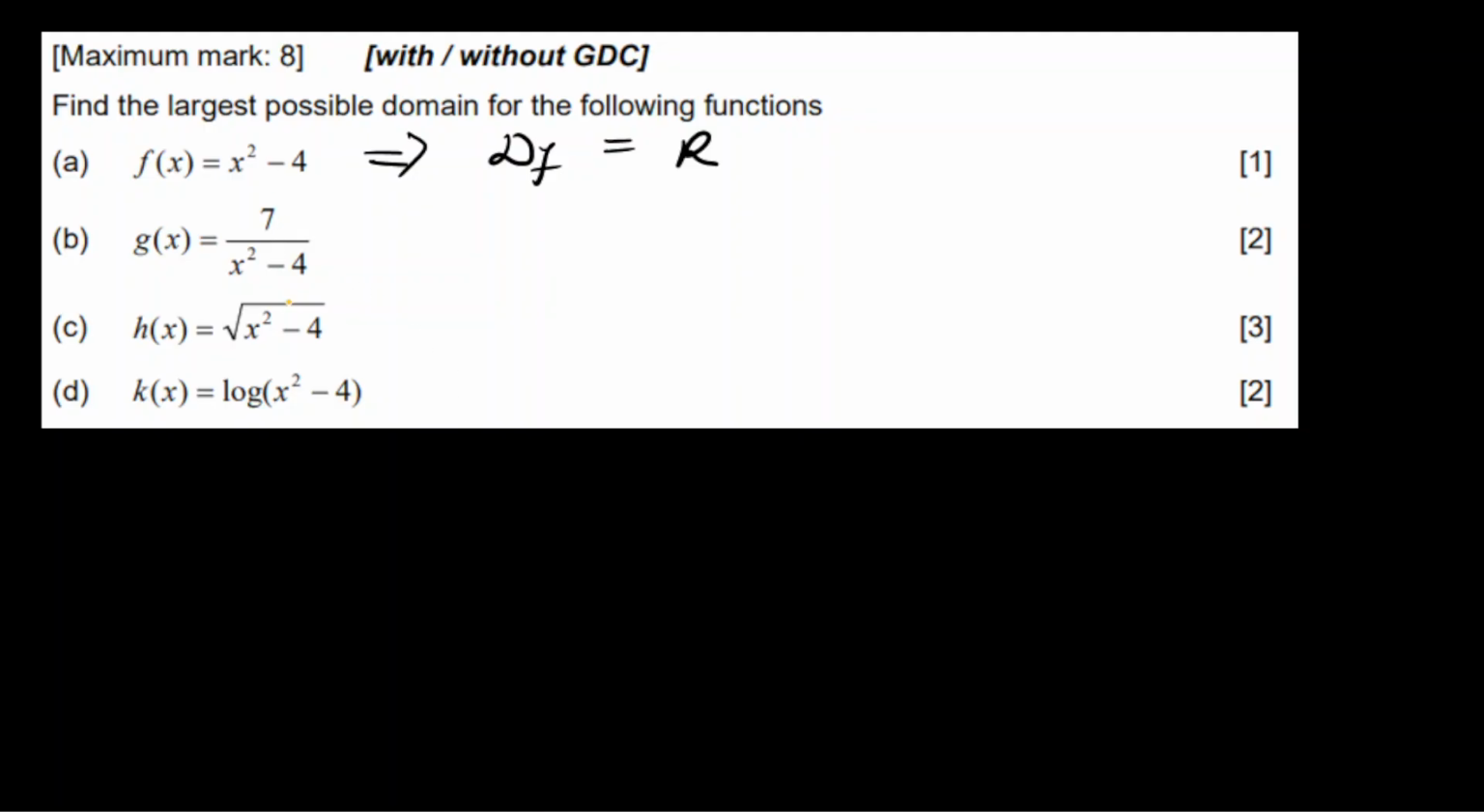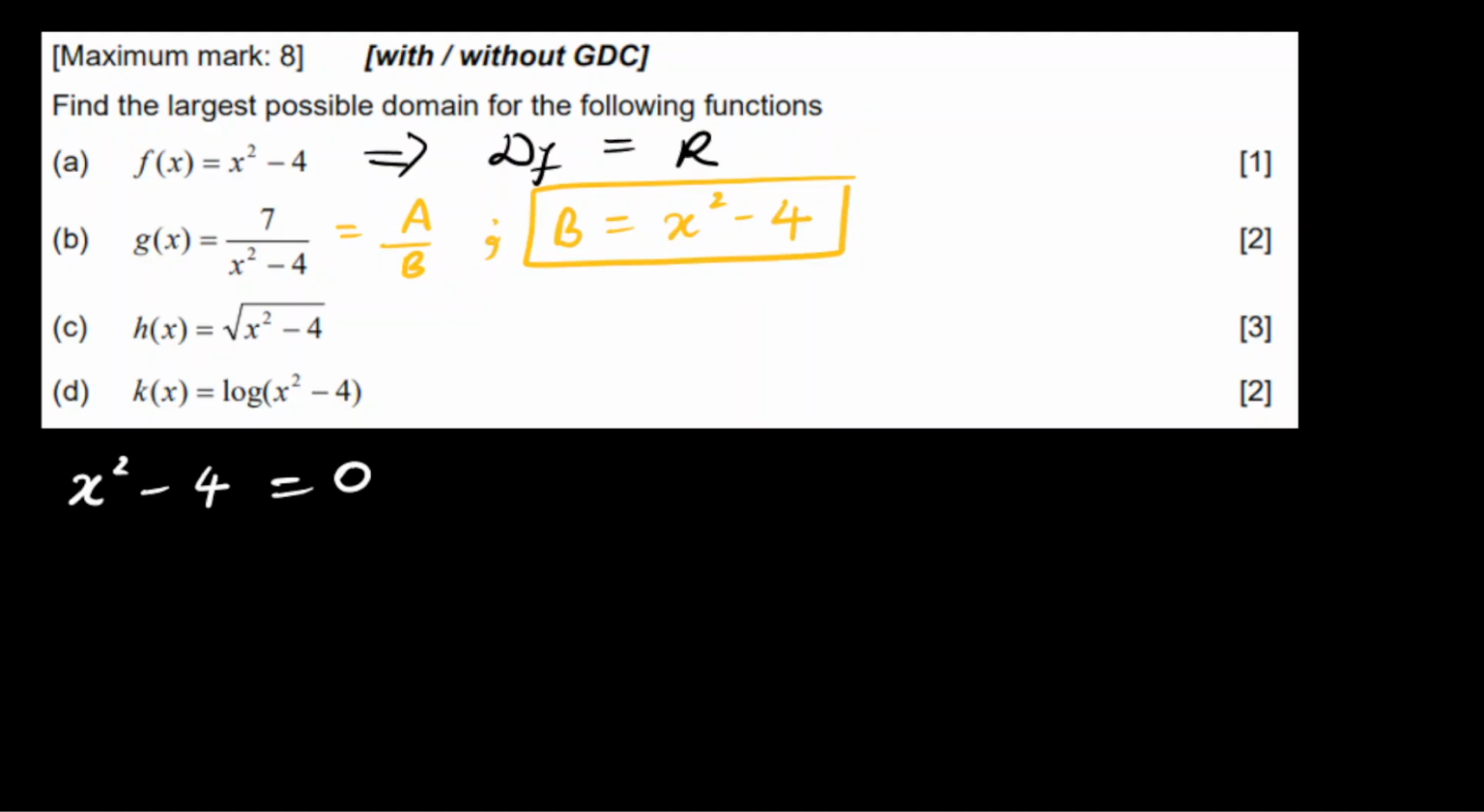Now let's find the domain of g(x). So g(x) is of the form a by b. First of all we have to find the roots of b, that means we have to find the solution. Here b is x square minus 4. So we will equate b with 0 and find the roots of the equation. So x square minus 4 is equal to 0. Now this is a quadratic equation. I can write it as x square minus 2 square, because 2 square is 4.